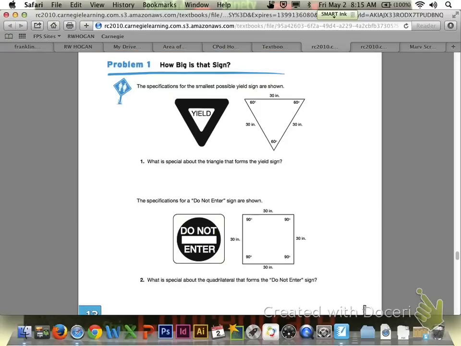At the start of problem 1 on page 884, let's take a look at 3 street signs and answer the question, how big is that sign? What I would like you to do with your group members is number 1, number 2, and then number 3 at the top of the next page. I want you to look at the yield sign, the do not enter sign, and the stop sign, and look at the specifications and answer the questions that go along with it. Go ahead and do that with your group members.